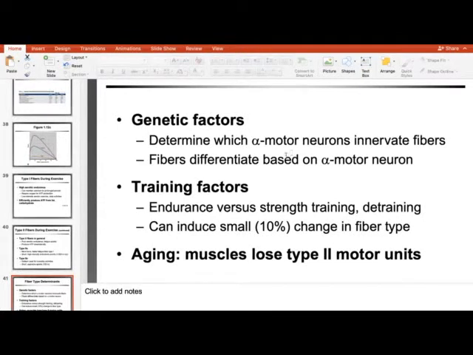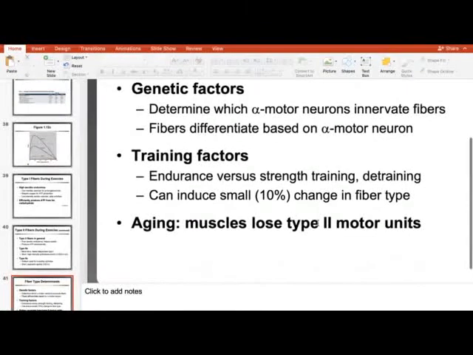All right. Now, with aging, there's a reduction in type 2 motor units, which means that the number of muscle fibers that are innervated by this alpha motor neuron can decrease. But we'll get to that later on in the semester when we talk about exercise physiology and the effects of aging.